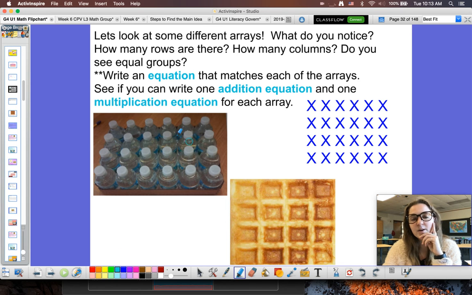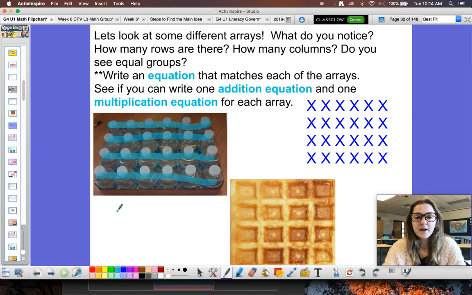Let's look at the water bottle one. How many rows do we have? Remember, rows go left to right, so we can highlight our left to right. We have 1, 2, 3, 4. We have 4 rows. So we can start by writing our multiplication equation, 4 times something, because remember, arrays are multiplication, so we want multiplication.